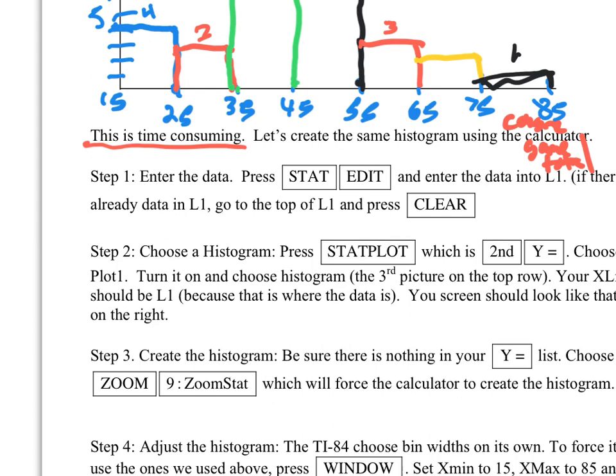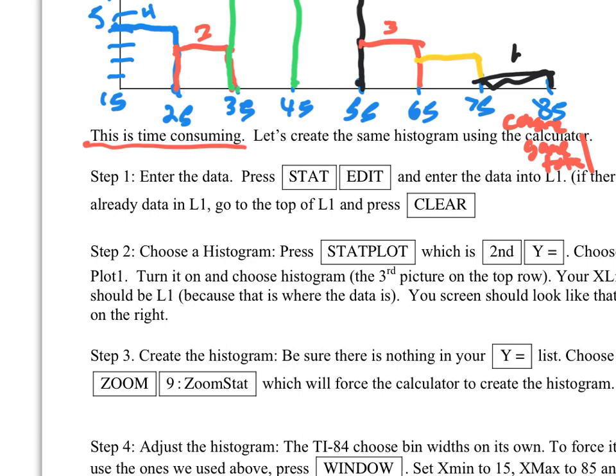All right? Everybody ready to move on? Next thing the directions say is I hit second y equals. It's in blue. Up there above y equals, that's your stat plot. So when you hit that, I will turn on a plot. I hit enter for on, and I actually have to say which plot I want, and the histogram is the third plot over.